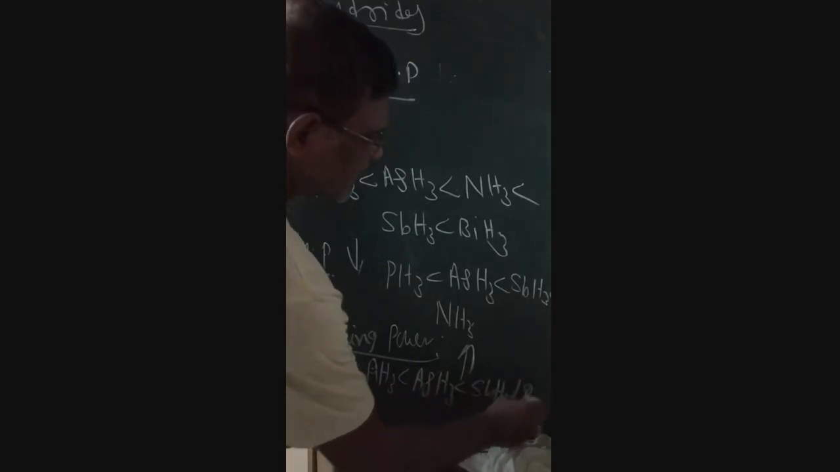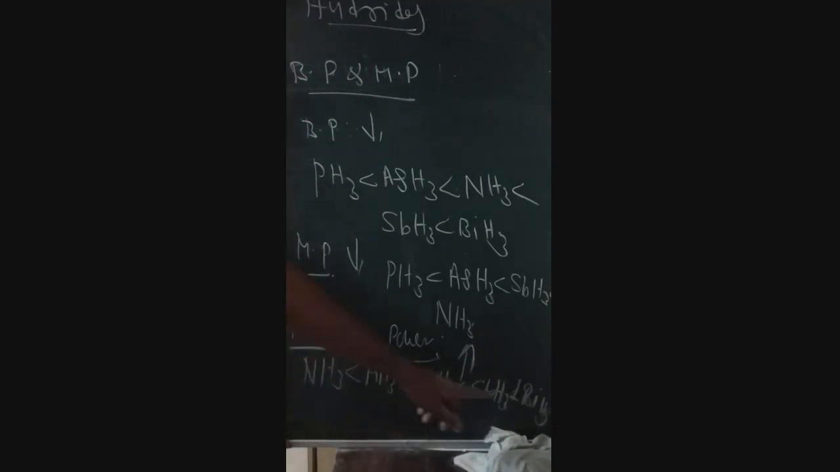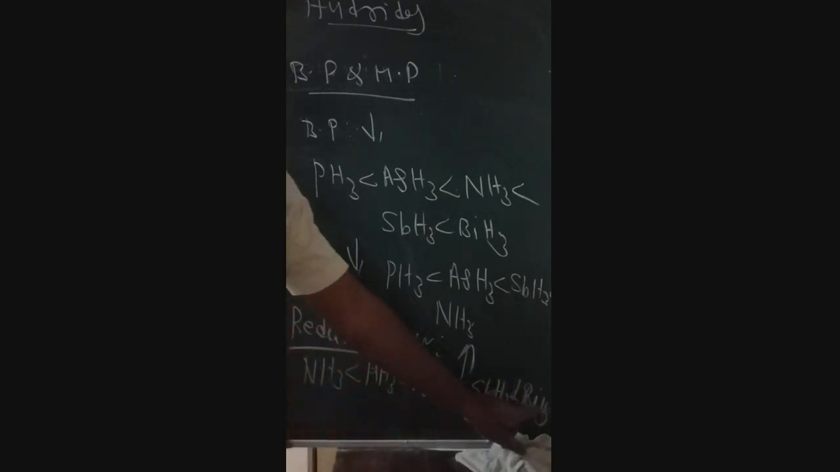Next, one more property, children, is reducing power. The reducing power increases down the group. That means in comparison of the hydrides NH3, PH3, AsH3, SbH3 and BiH3, finally bismuthine is the strong reducing agent, because bismuthine is less stable and can easily dissociate into bismuth and hydrogen. It readily produces hydrogen. That is why the reducing power increases.